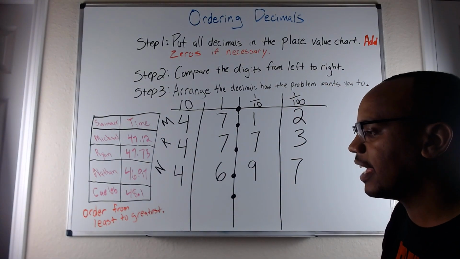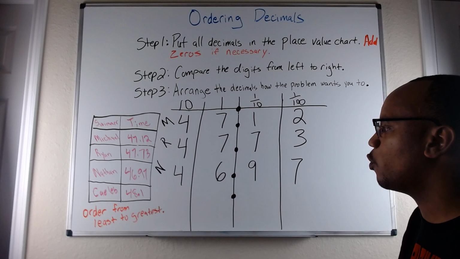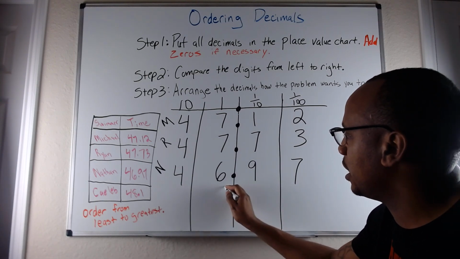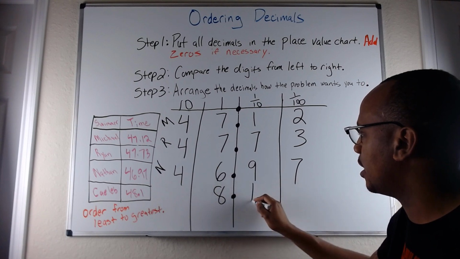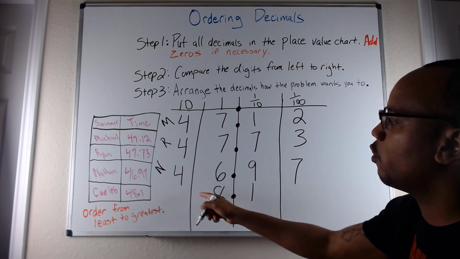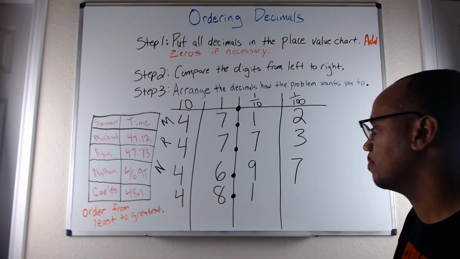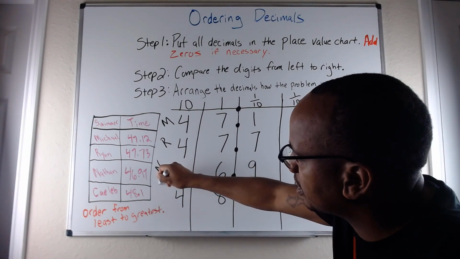Now last I have Caleb Dressel. His swim time is 48 and 1/10. The decimal point is between the 8 ones and the 1 tenth, and there's a 4 on the left side of the 8 in the tens place. So I'm going to put a C right here for Caleb.